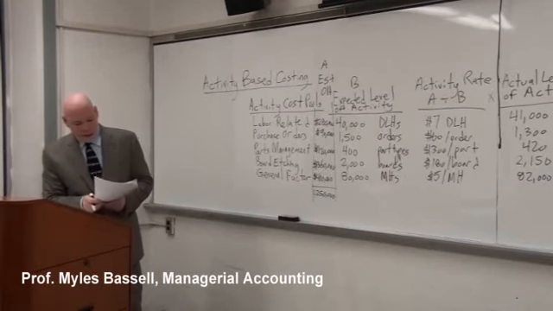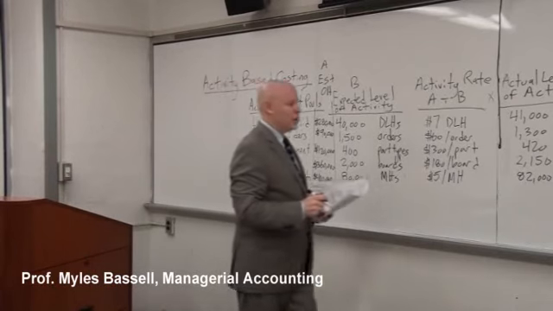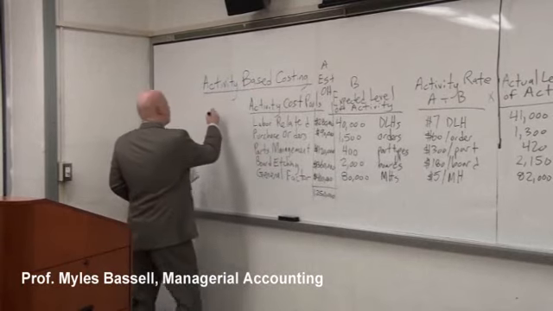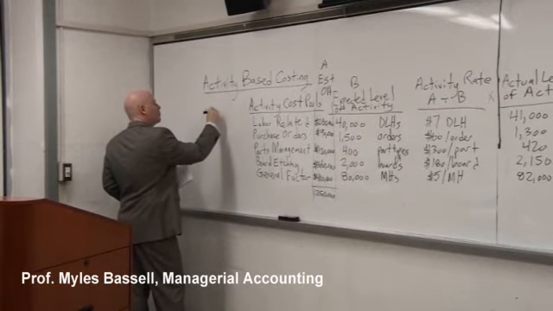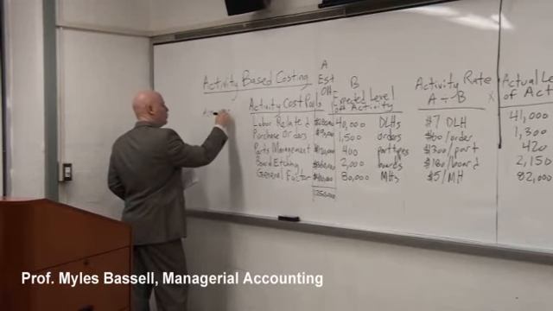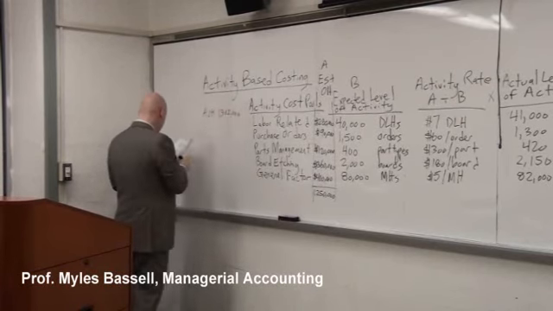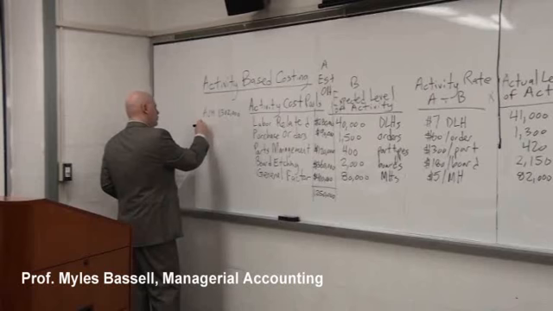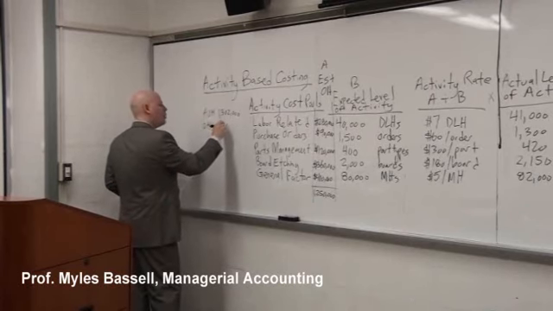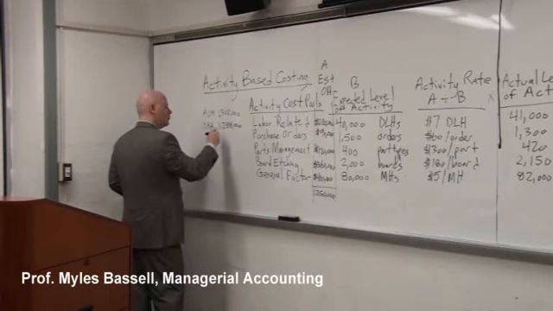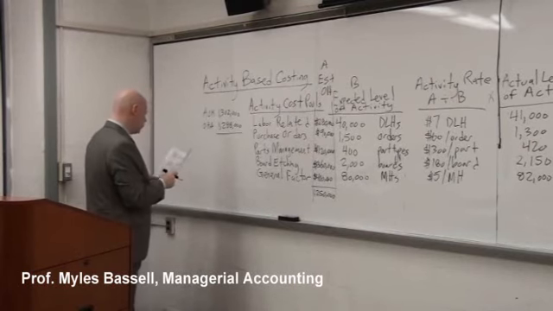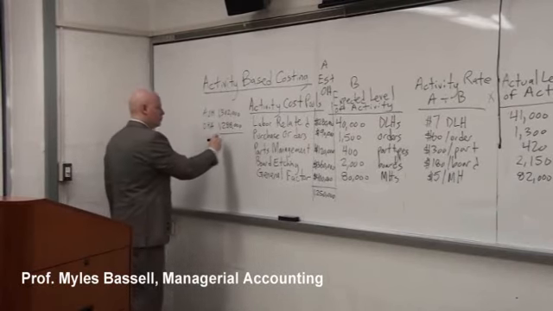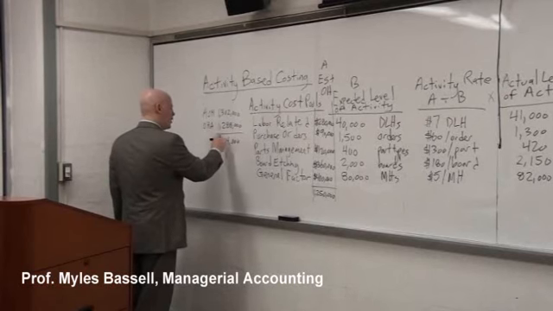What if I told you that the actual overhead incurred was $1,302,000? If the actual overhead is $1,302,000, and we said that the overhead applied is $1,288,000, then are we over-applied or under-applied? We know here that the difference is $14,000.